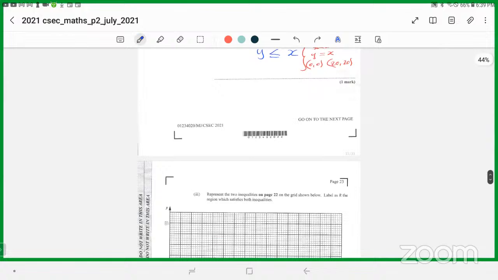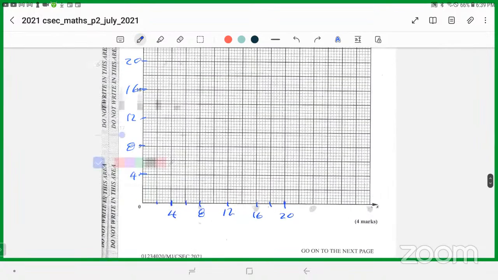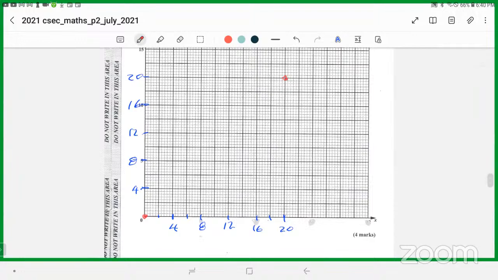So it passes through 0, 0, right here. Come on in red. Pass through 0, 0 and pass through 20, 20 up here. So I go right in the middle of the graph. Right? 4, 4, 8, 8, 12, 12, 16, 16. So you need that straight line for y equals x.